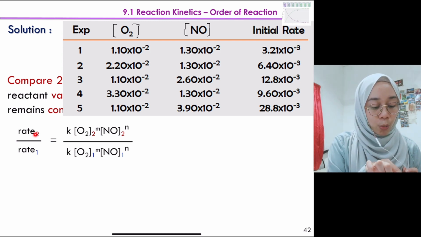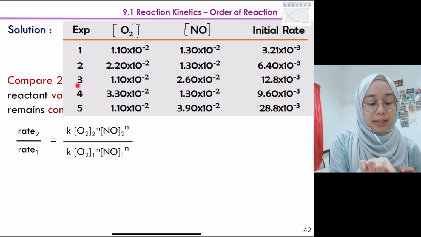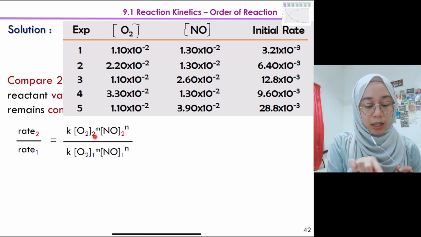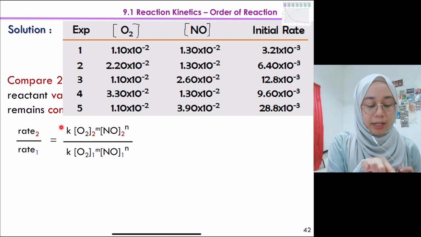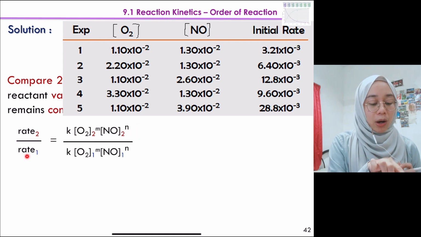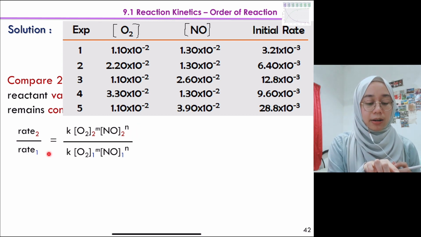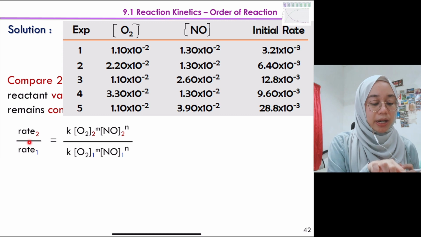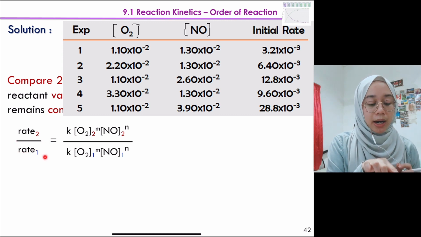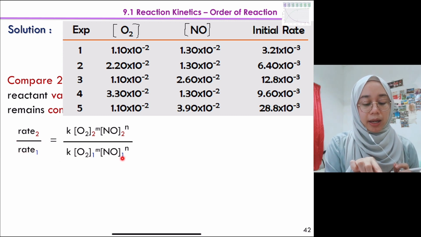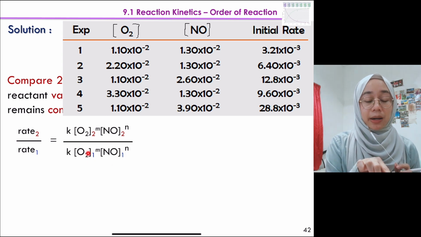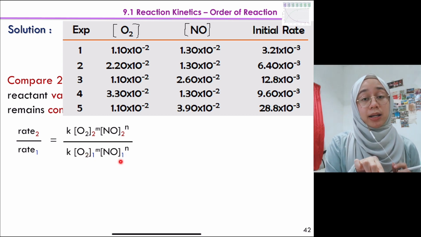Cuma yang ini letak 2 because it is coming from the second experiment. Okay, sebab tu kena letak 2 dekat sini. Meanwhile yang lain tu the rate law lah. And then yang bawah pula, since kita compare kepada experiment 1, yang bawah ni adalah over with rate 1. And then yang bawah ni adalah concentration milik 1 and 1. Oksigen yang daripada eksperimen 1, NO yang daripada eksperimen 1.